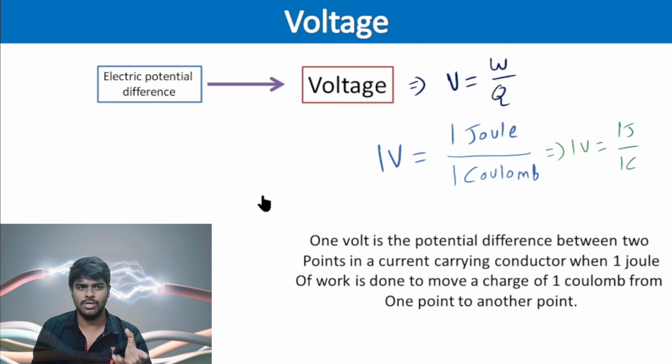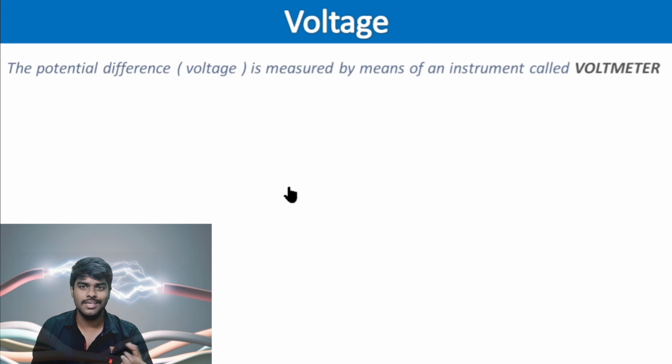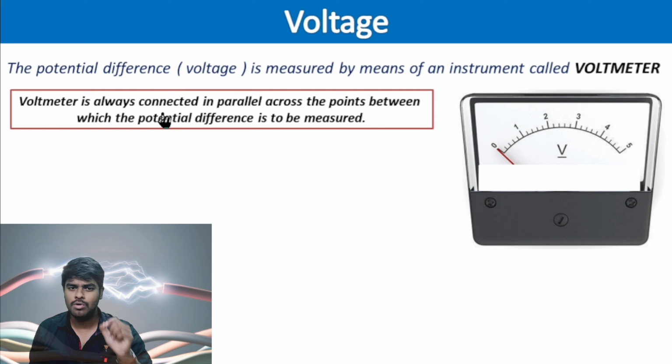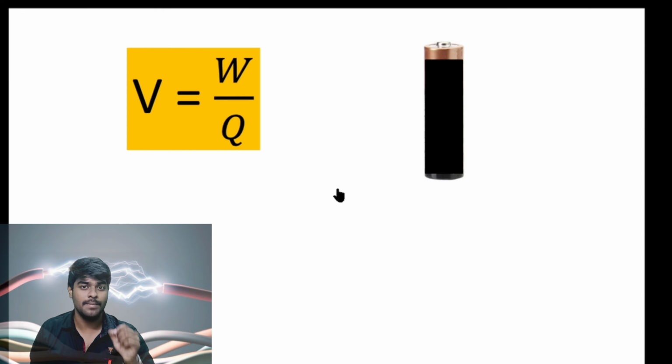Suppose there is 2 volts. What's the meaning of 2 volts? 2 joules of work is done to move 1 coulomb of charge. It's so simple, right? The voltage, or potential difference, is measured by means of an instrument called a voltmeter. This is a sample photo of the voltmeter. The most important point is that the voltmeter is always connected in parallel across the points between which the potential difference is to be measured. That is the main point here.